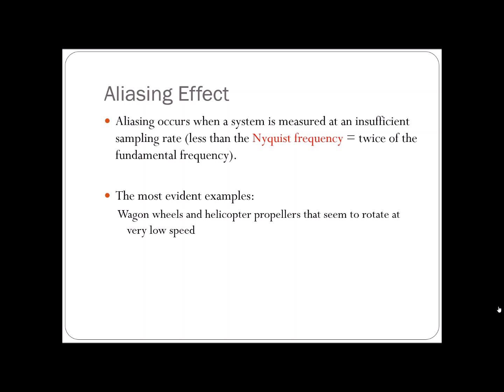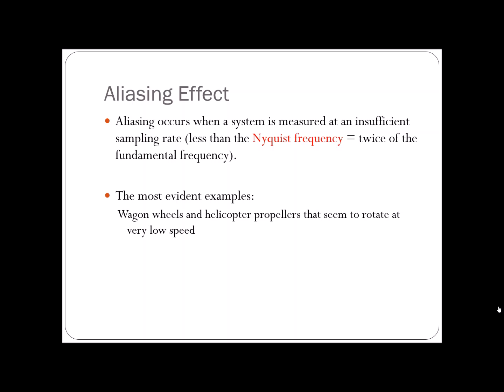So let's say you want to measure a signal whose frequency is around 5 Hertz. If the frequency of the signal that you want to measure is 5 Hertz, that means the Nyquist frequency is twice of that, so it's equal to 10 Hertz. The sampling rate of your measurement should not be less than 10 Hertz.